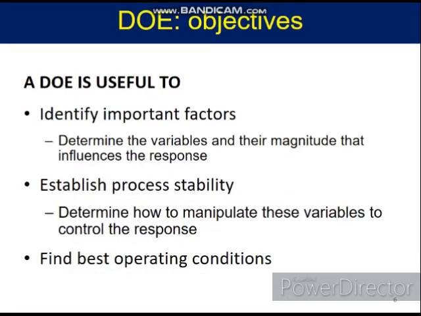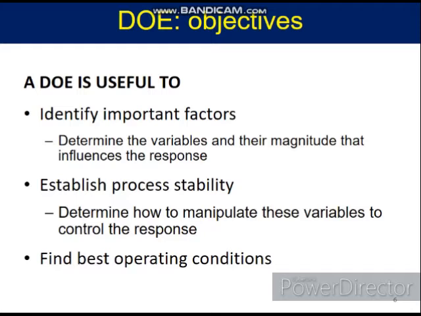Let's look at the objectives of the DOE. This can be like a checklist for you. For example, if you want to do a research, you can see whether this covers some of your research objectives or not. If it does, then maybe you can use design of experiment as the approach for your research project. So DOE is useful to do these things.